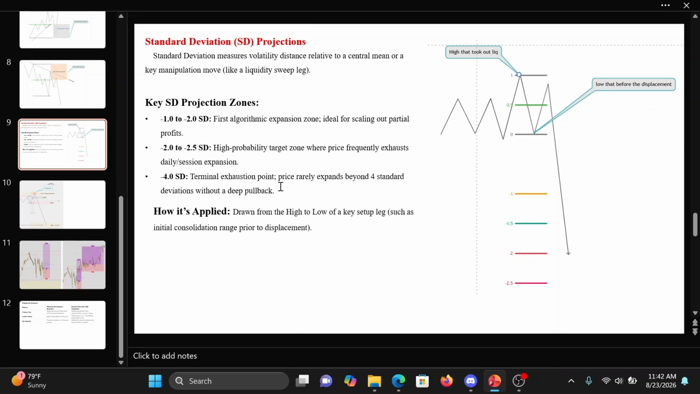-4 is the terminal exhaustion point. Price rarely expands beyond -4 standard deviation without a deep pullback. So it rarely reaches -4 without retracing back up. But if it does reach -4, it means the price is going to continue in that direction aggressively without reversing for a time.